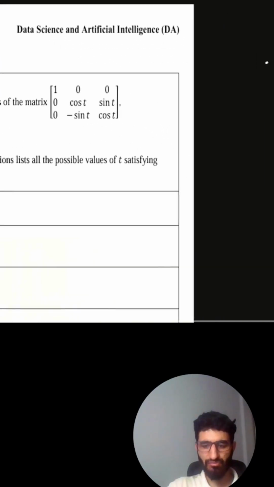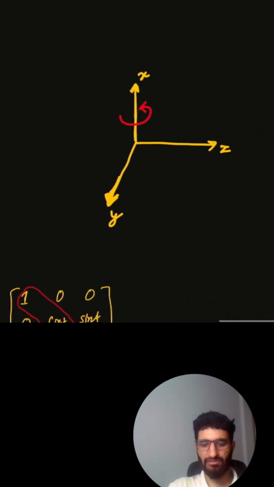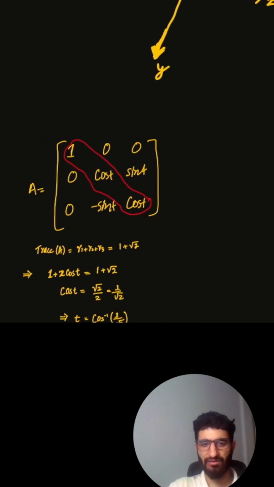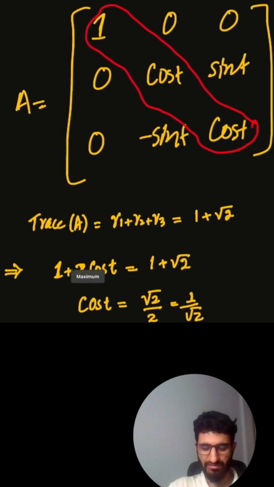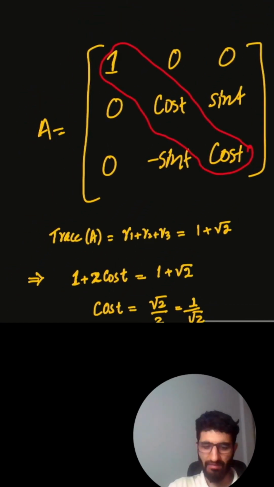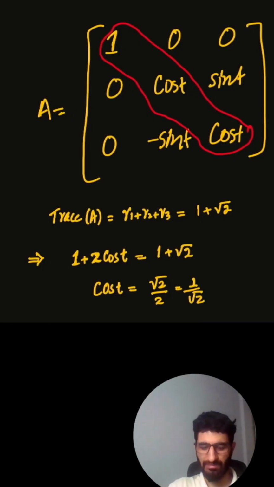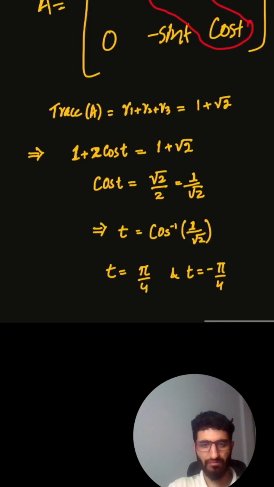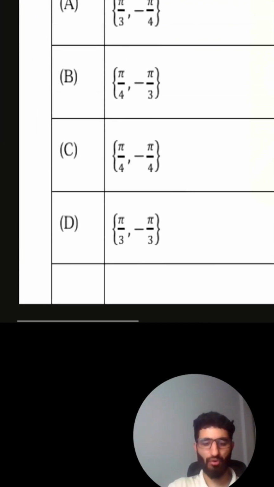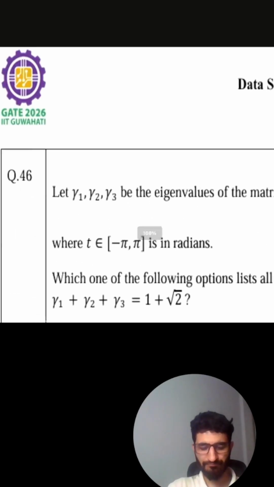So let's come back to the question. As you see, it was just the rotation, and what the question demands was to find the parameter t for which the equation holds. As you know, the trace of the matrix is just the sum of the eigenvalues, and the sum of eigenvalues is given here to be 1 plus root of 2. You get a trigonometric equation. Solving this trigonometric equation directly, you get the value of the parameter t for which the condition holds, which is option C in this case.